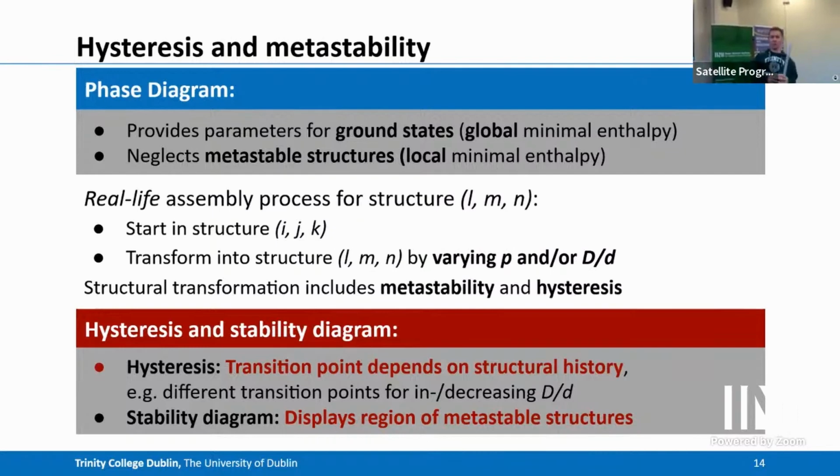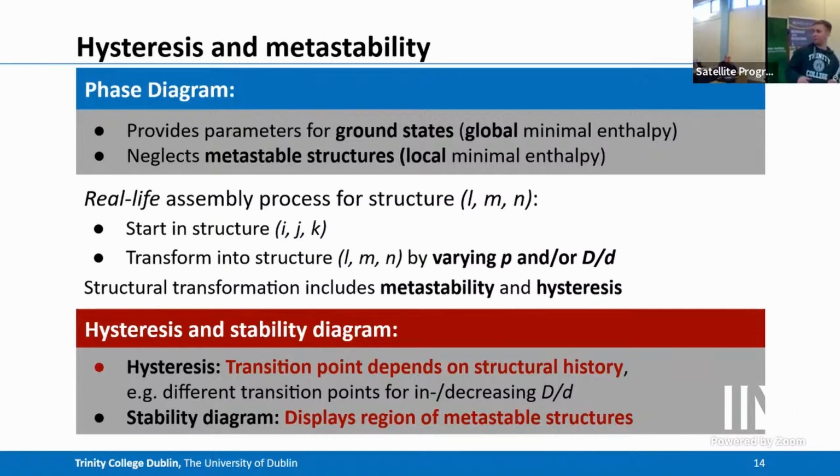So, for instance, you could go from the 3-to-1 into the 4-to-2 by increasing the diameter ratio, and then when you revert this whole thing and decrease the diameter ratio again, you'll actually get back into the 3-to-1 structure, but this might occur at a different pressure or a different diameter ratio. And essentially what you observe then is hysteresis. Hysteresis is the effect that the structure you're in depends on the structural history of the system. So, for instance, if you increase and decrease your diameter ratio, and the transition points are at different positions, then that means you'll see hysteresis.